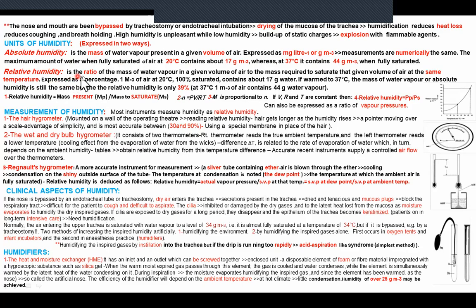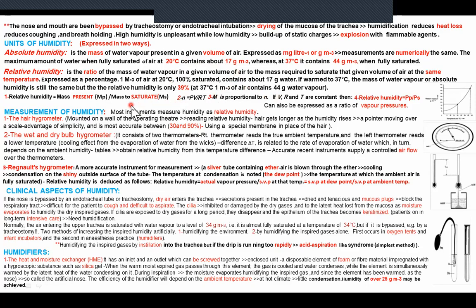The relative humidity is a ratio of the mass of water present in a given volume to the mass required to saturate. Simply speaking, it is the mass present over the mass to saturate. Whenever I want to compare the 17 and the 44 milligrams present in a cubic meter, of course, it's not fair, because they are being compared at different temperatures, 20 and 37, though the difference is 39%. So whenever I want to compare or estimate the relative humidity, I must make the temperature constant.